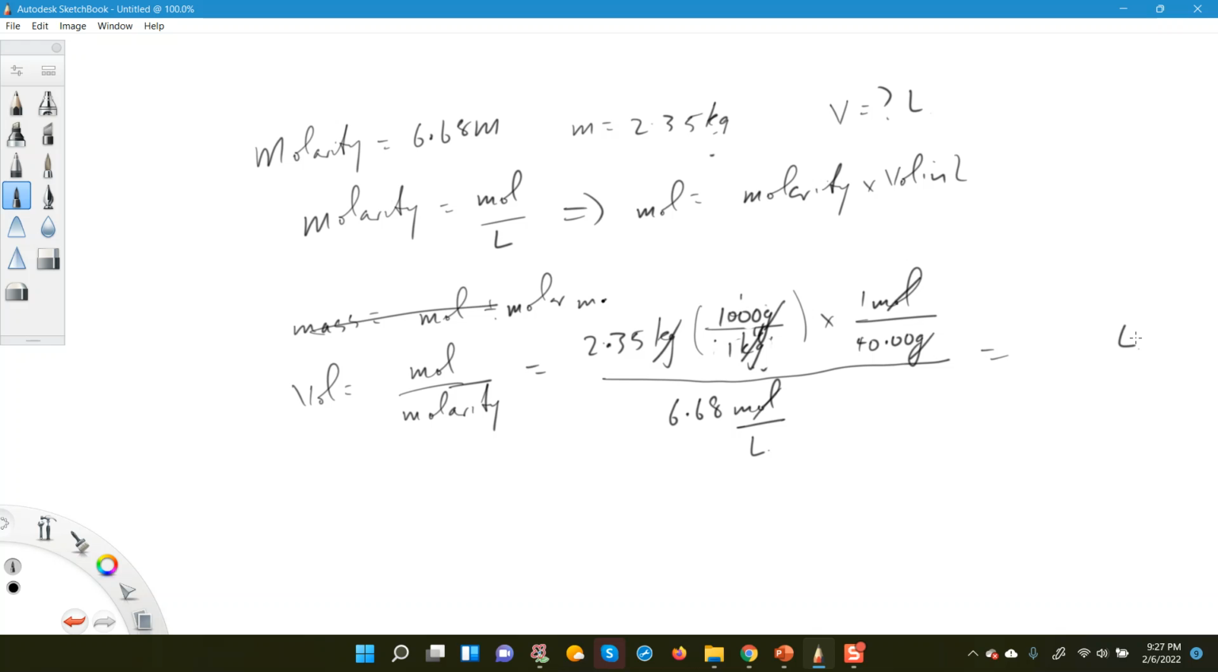So let's do the number crunching. 2.35 times 1,000 divided by 40, and then divided by 6.68. And the answer I got is 8, how many sig figs? 3 sig figs, so this would be 8.79 liters. And that would be the answer for the B part of the second example.